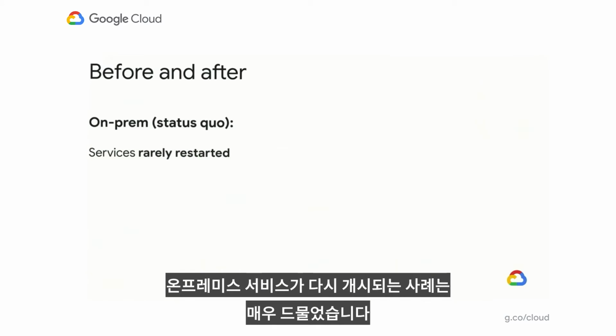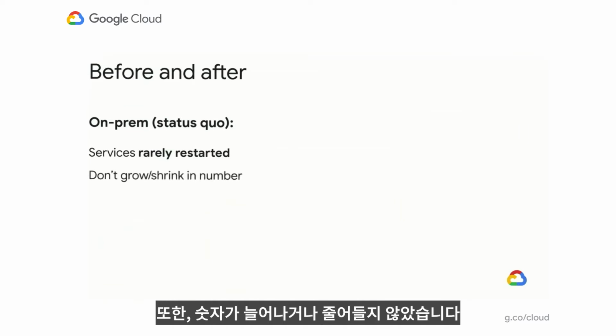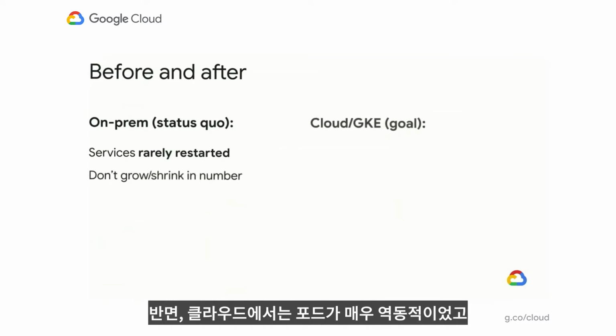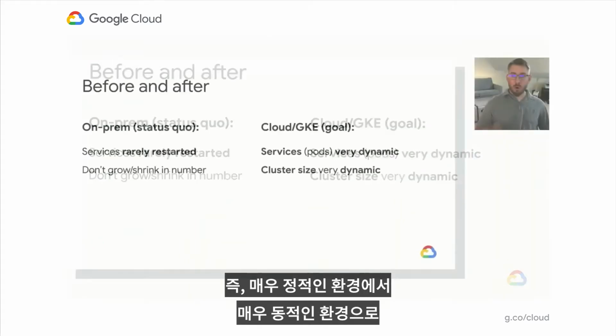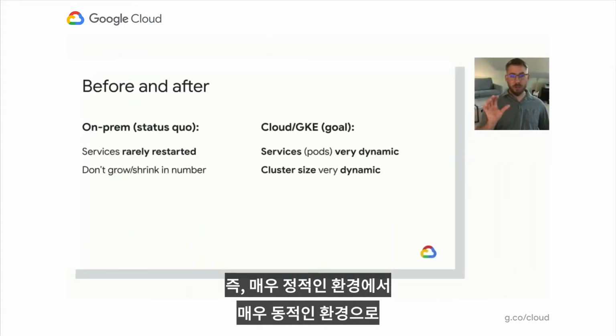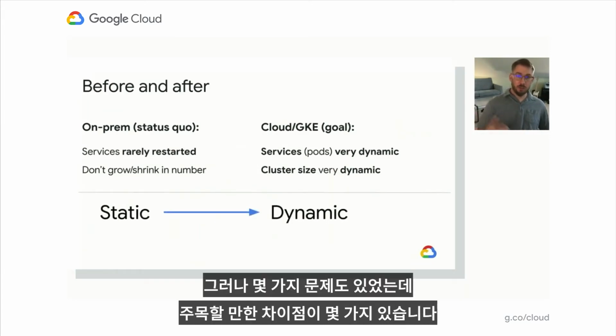Let's take a brief look at some of the before and after. So on-prem, services were rarely restarted. You would deploy and you would start, and it would run unless there was a problem. Also, they didn't grow and shrink in number. Whereas in the cloud, the pods were very dynamic, spinning up, spinning down, and also the cluster size was dynamic, growing or shrinking. So we're going from a very static environment to a very dynamic environment. And that's what we wanted, but it also introduced some challenges for us.